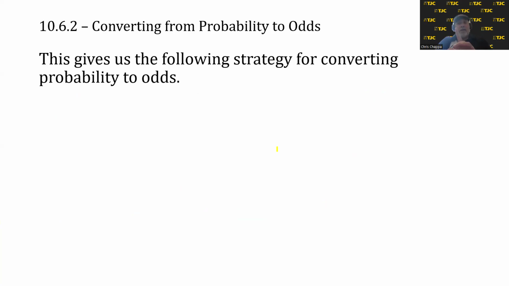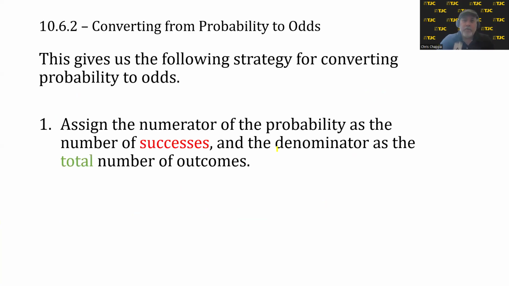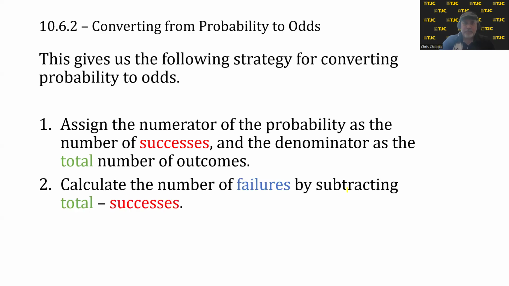So this gives us the following strategy for converting probability to odds. Now, for those of you that like algorithmic processes, step 1, step 2, step 3, here it comes. How to convert from probability to odds. Step 1. Remember, you're given a probability. Assign the numerator of the probability as the number of successes and the denominator as the total number of outcomes. Then calculate the number of failures by subtracting total minus successes. This will give us enough information to form the desired odds.